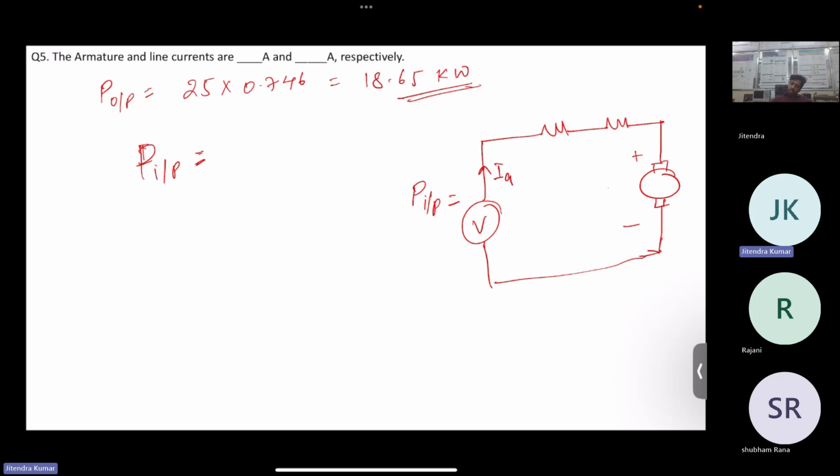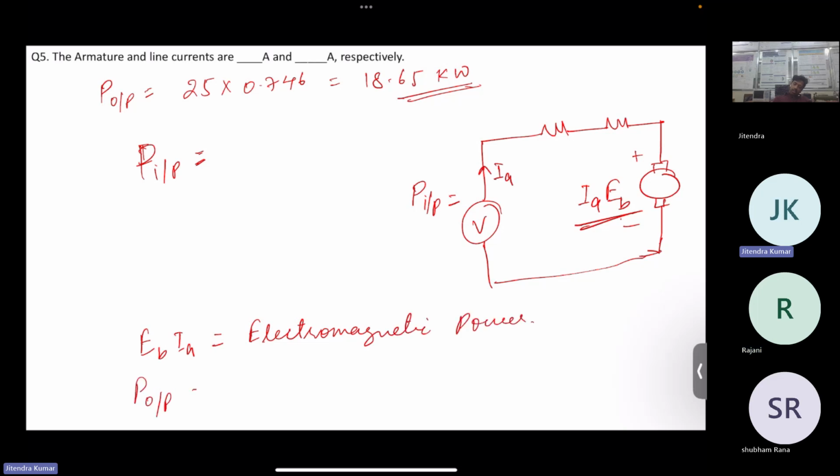Whatever comes out here, EB into IA, will be mechanical power, or you can say electromagnetic power before the mechanical losses. So if you subtract the mechanical losses from EB into IA, the output power will be electromagnetic power minus mechanical losses.